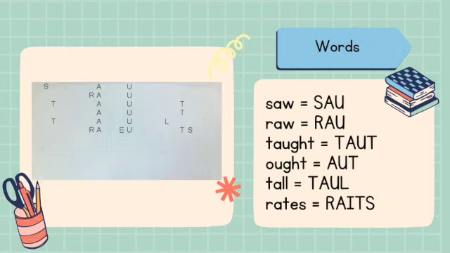And for the words, on the left side, we can see the stenograph notes. Saw, initial S, diphthong O or the sound of O. Raw, initial R, diphthong O. Taught, initial T, sound of O or diphthong O and then final T. Ought, sound of O, final T. Tall, initial T, sound of O, final L. And then rates, initial R, long A, final TS.